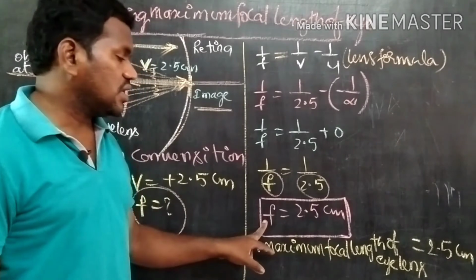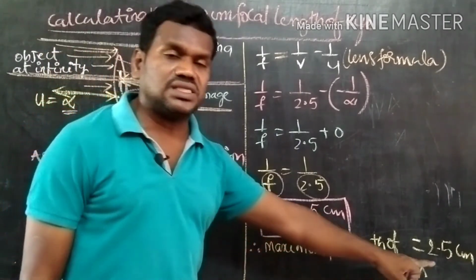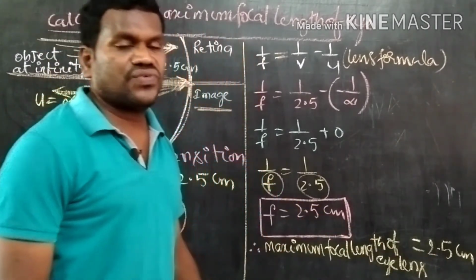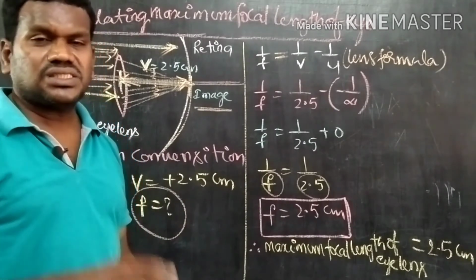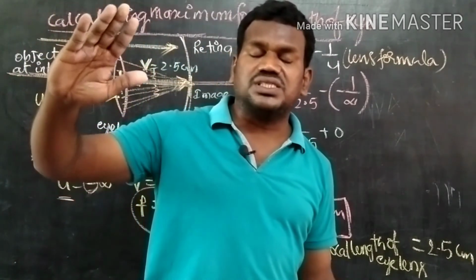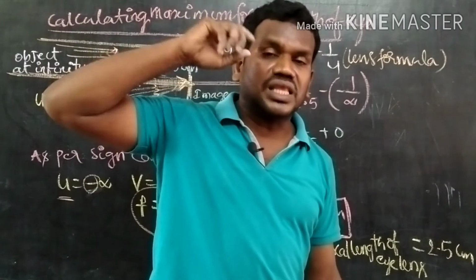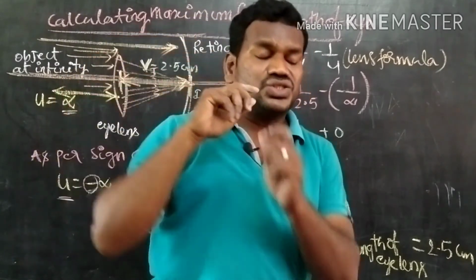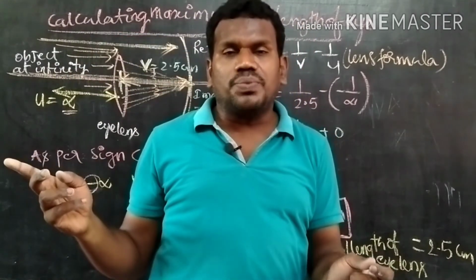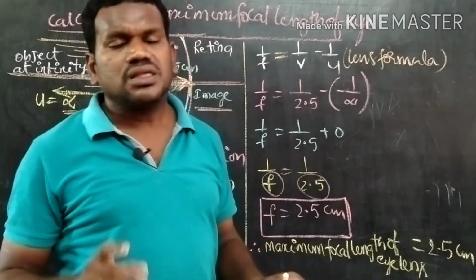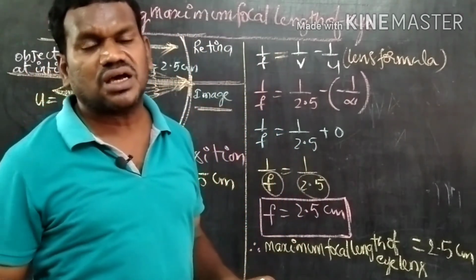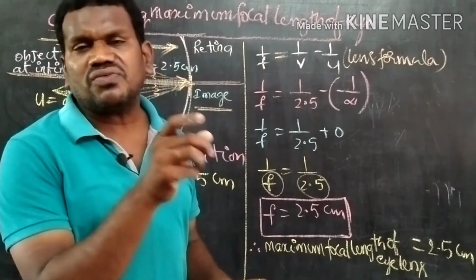What is this f here? The maximum focal length of the eye lens is 2.5 centimeters. It means whenever we see an object which is at infinity distance, the focal length of the eye lens changes up to 2.5 centimeters only. This 2.5 centimeters is the maximum focal length of the eye lens.